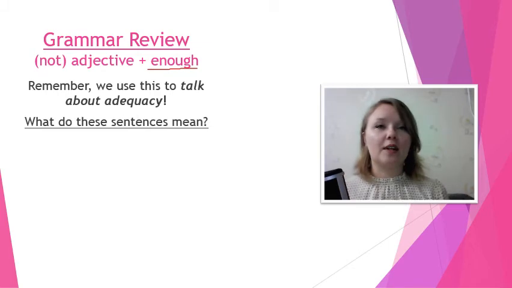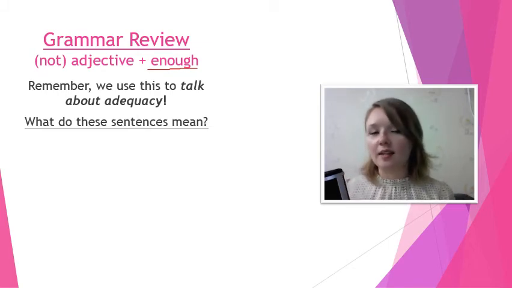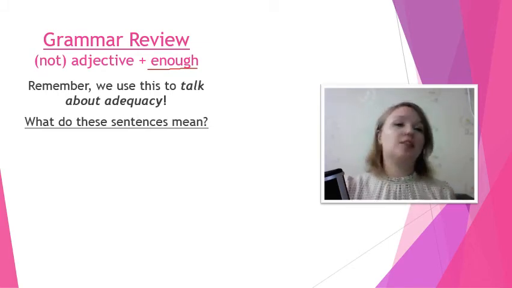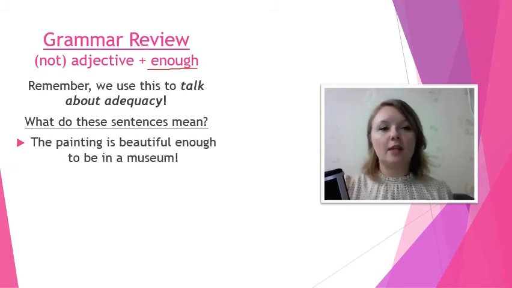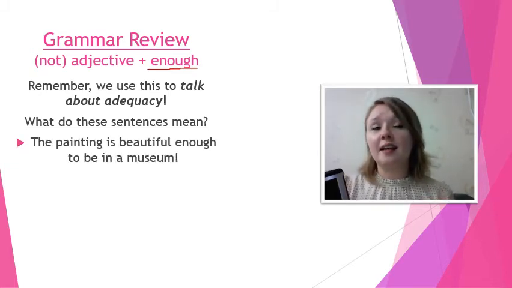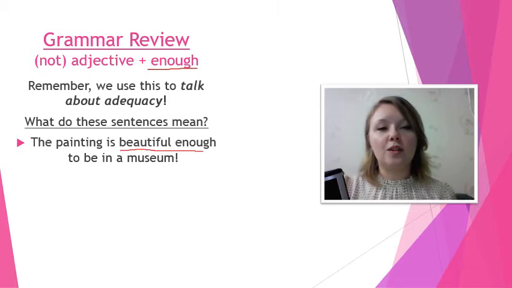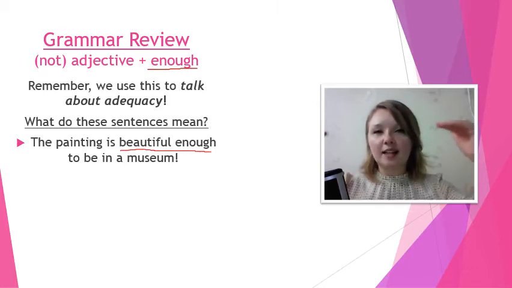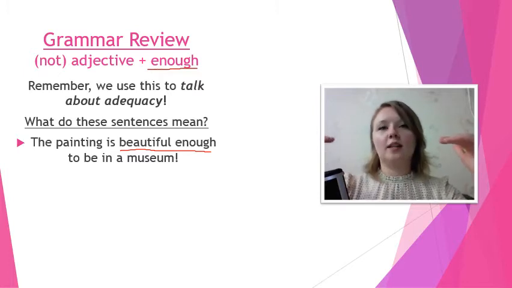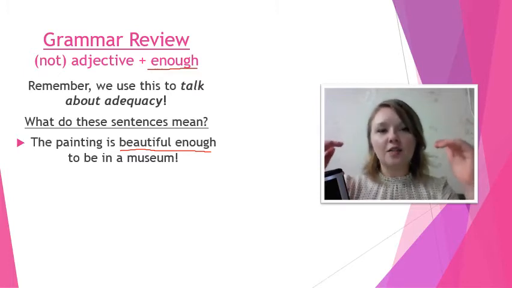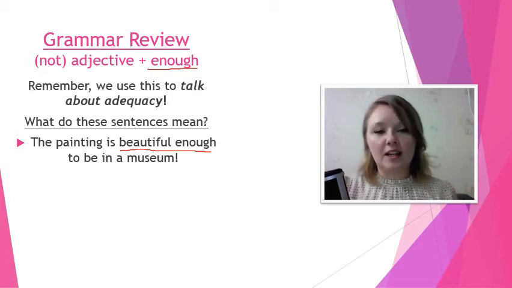So again, let's look at 3 sentences and see if we can determine what they mean. What do these sentences mean? Number 1, the painting is beautiful enough to be in a museum. Here, the term we're using is beautiful enough. This means that its beauty is adequate. It is beautiful enough to be in a museum. So what are we saying here? That the painting is so beautiful, it should be in a museum.